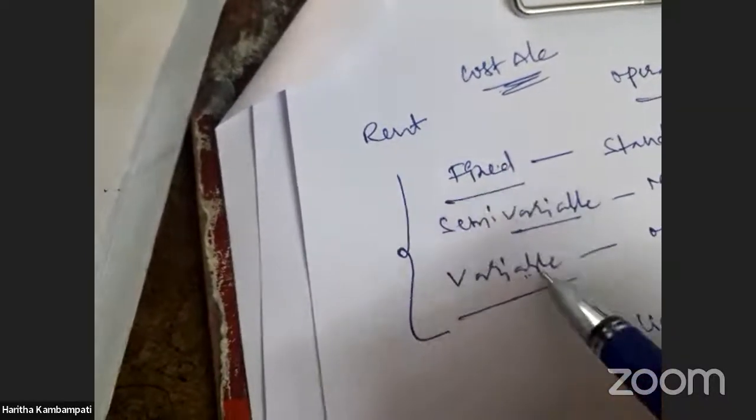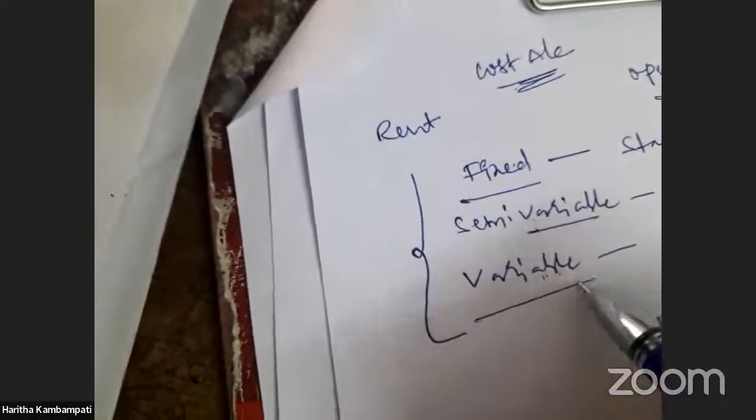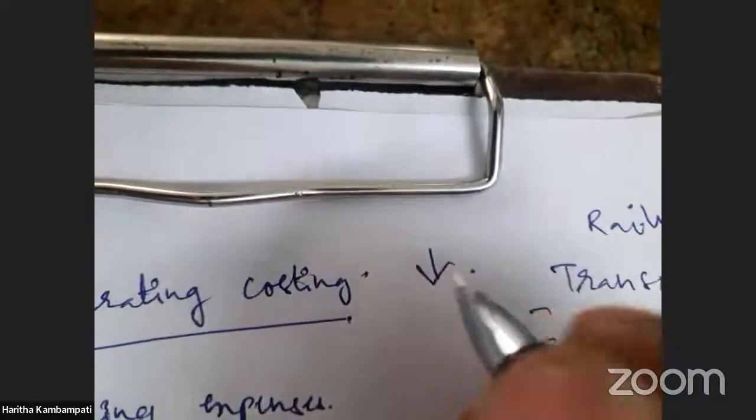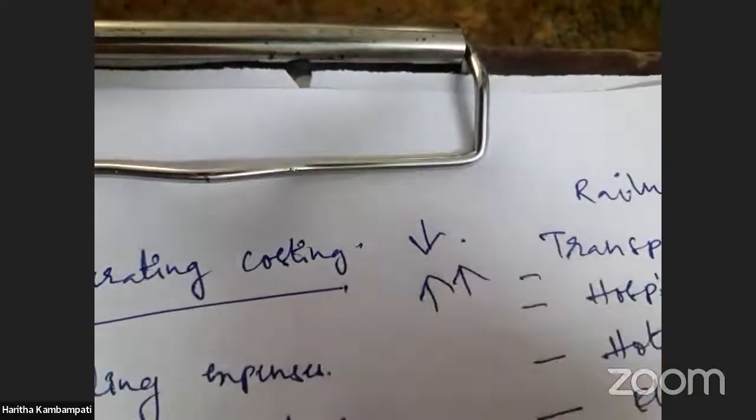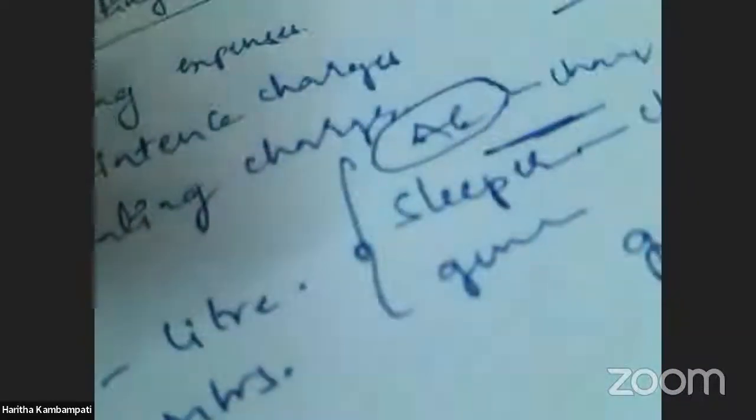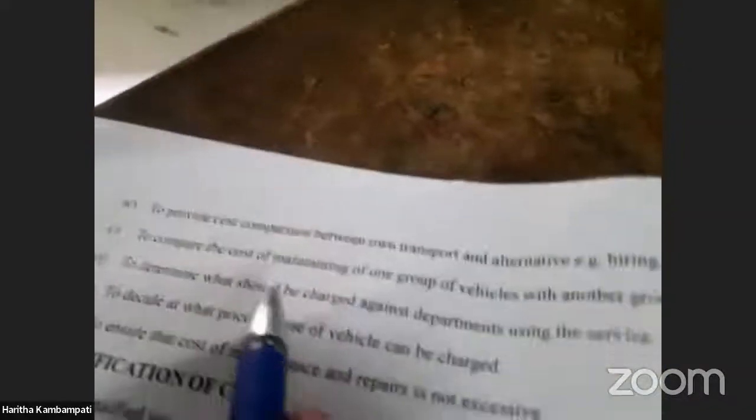For each category, we should minimize the cost. Then only the ultimate cost per unit is going to be less. Then only for service oriented organizations, efficiency is going to be increased, profits are going to be increased. And for many other benefits, this operating costing is going to be adopted by the transport companies.